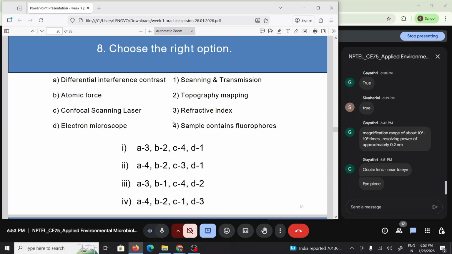I hope the basics was clear. If there are any doubts, please let me know. And the next question is the match of following question. So you can just match and give the right option 1, 2, 3, or 4 in the chat box. You basically have to match between the type of microscopy and some related concept based on which it works.